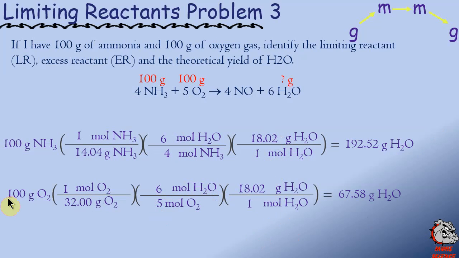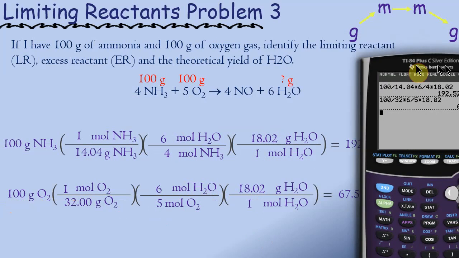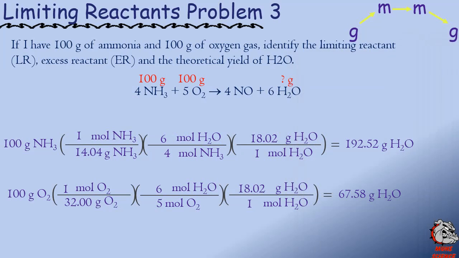So on this one, 100 divided by 32 times 6 divided by 5 times 18.02. I got 67.58 grams of water. And here again, I'll bring this in. This is what I typed into my calculator. 100 divided by 32 times 6 divided by 5 times 18.02. 67.58 grams. That's the limiting reactant, and ammonia is the excess reactant.